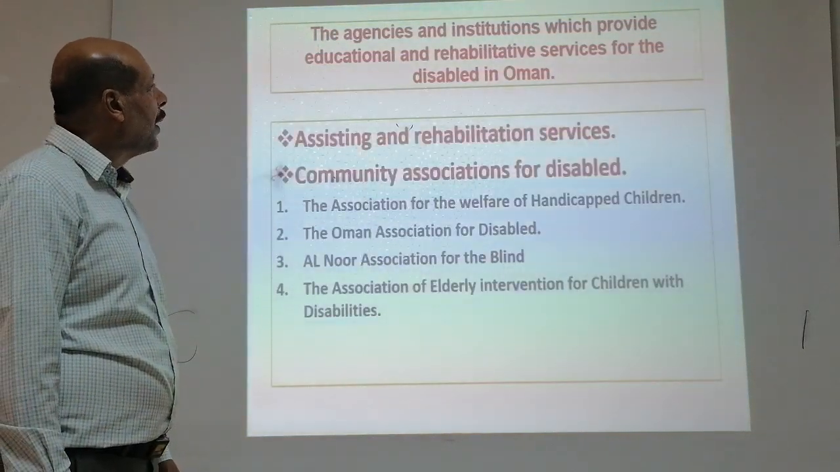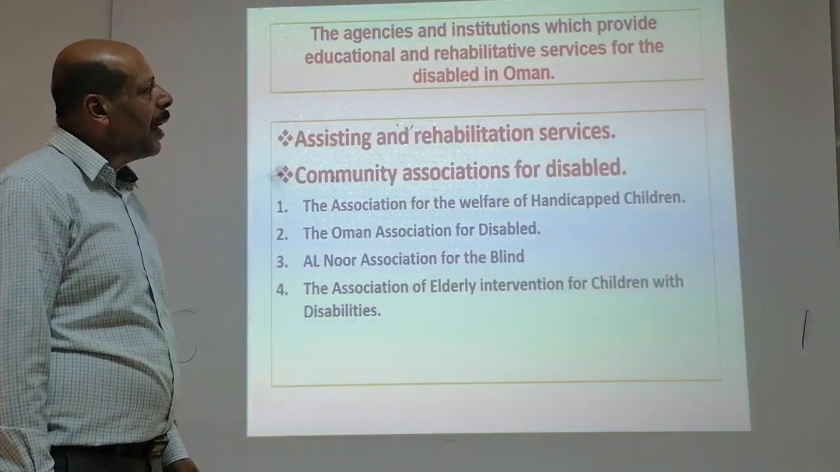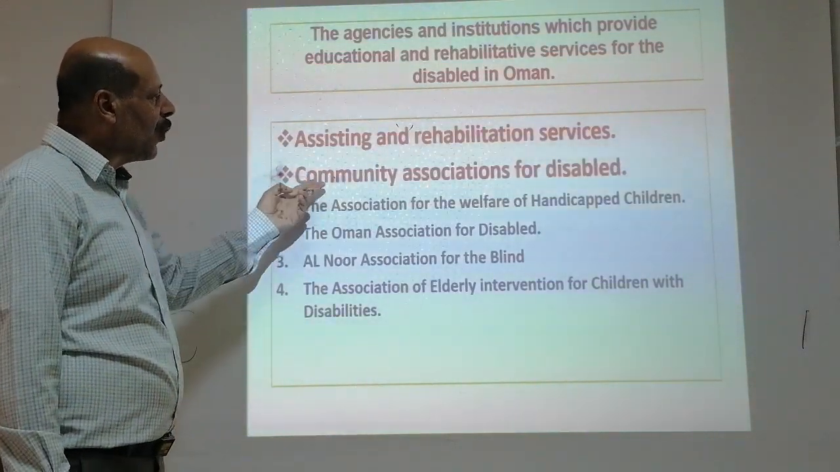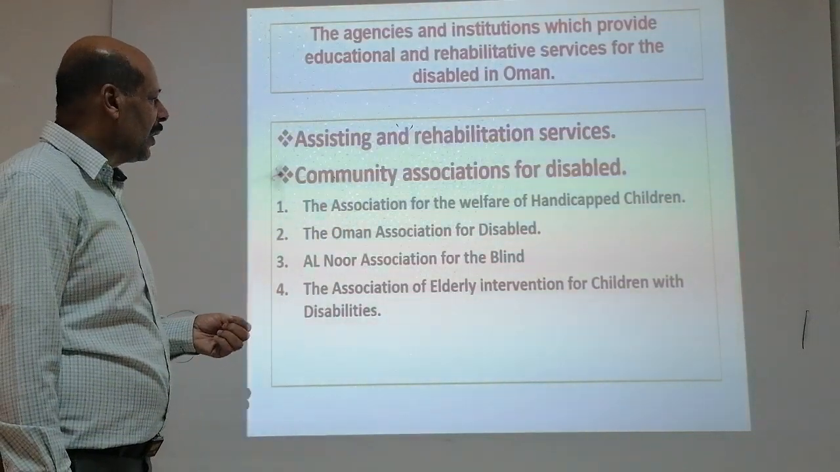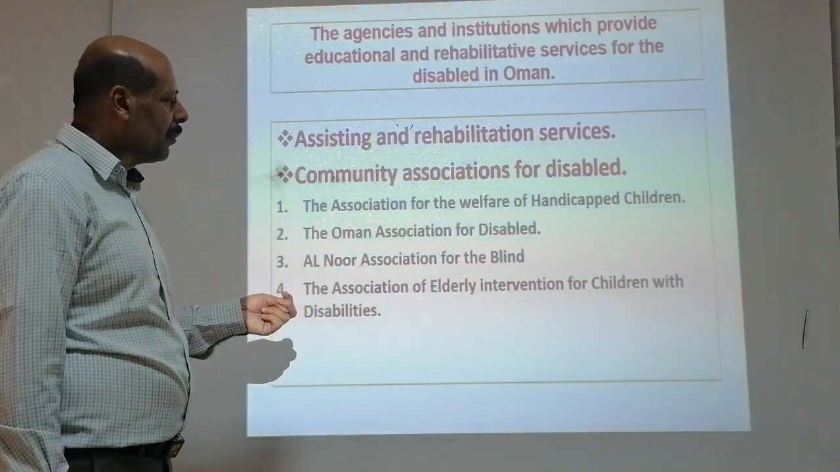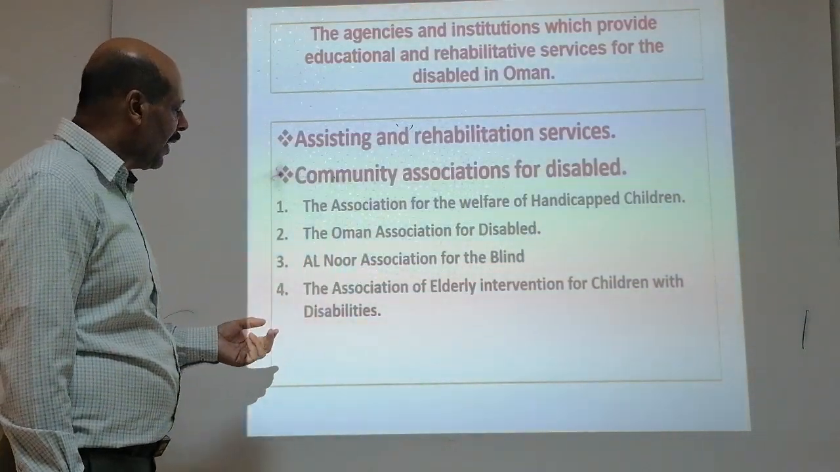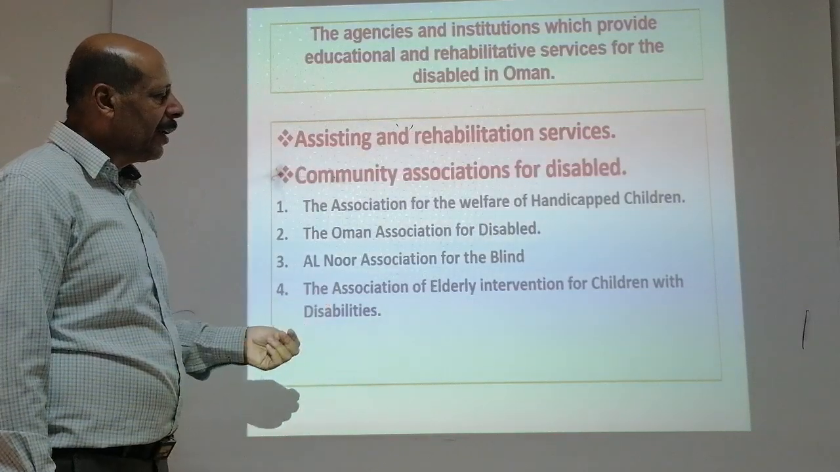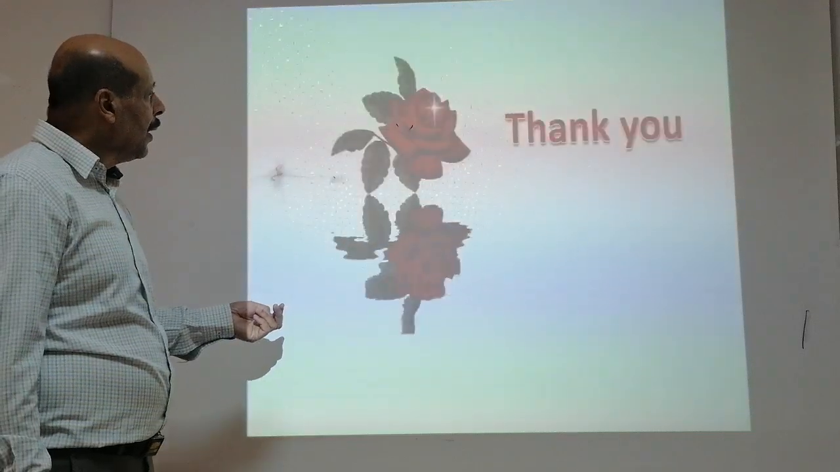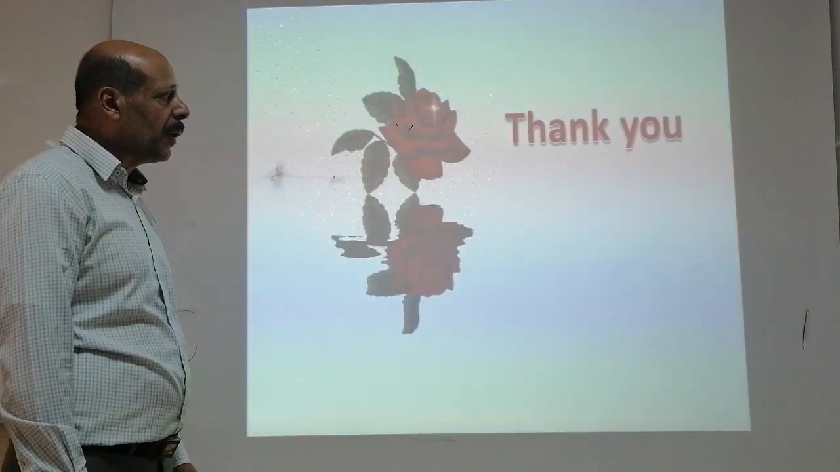They are sending them abroad. The agencies and institutions which provide educational and rehabilitation service for the disabled in Oman: Assisting and Rehabilitation Service, Community Association for Disabled, the Association for the Welfare of Handicapped Children, Oman Association for Disabled, Al Noor Association for the Blind, the Association of Elderly, and early intervention for children with disability also. So those are some institutions that help disabled persons within the community.